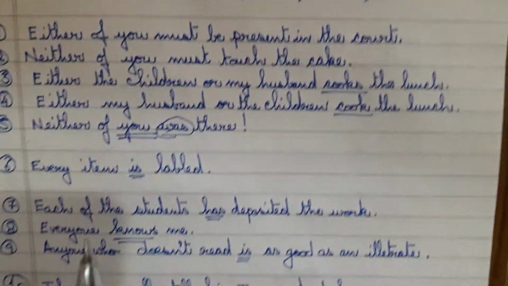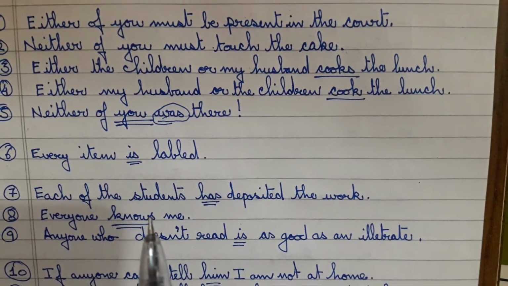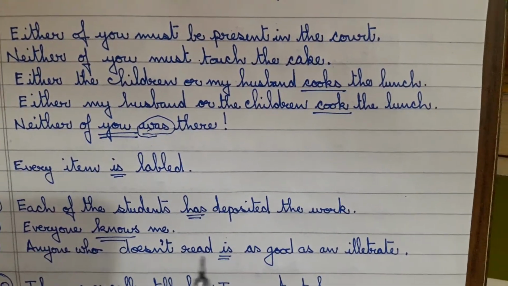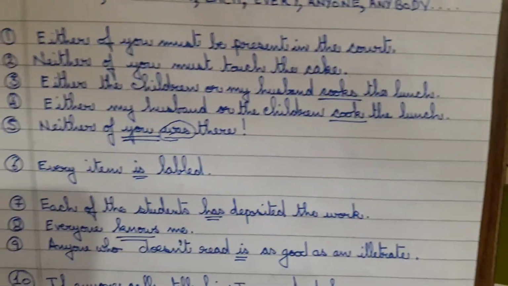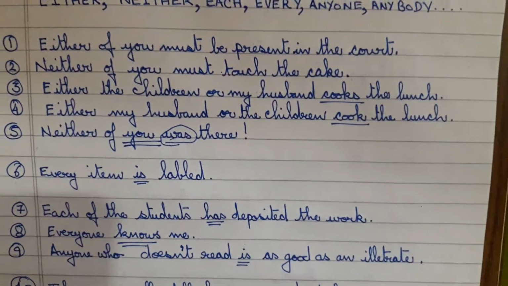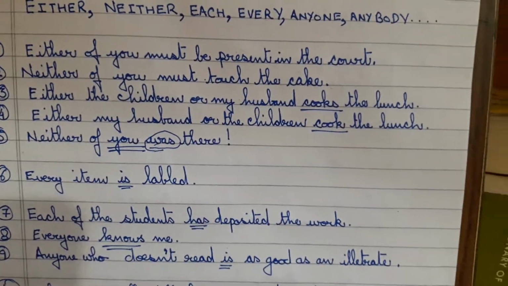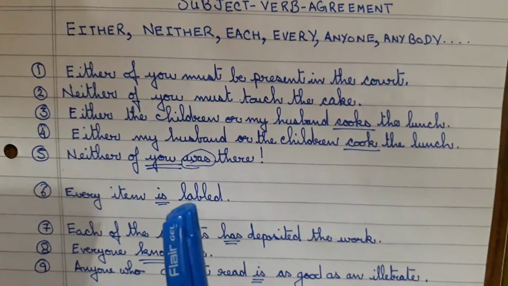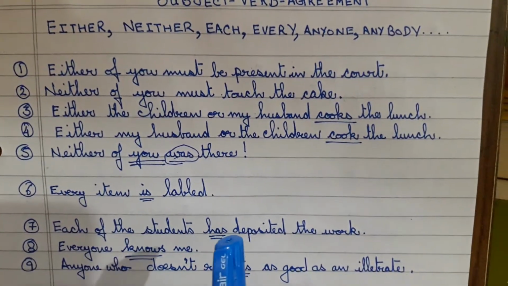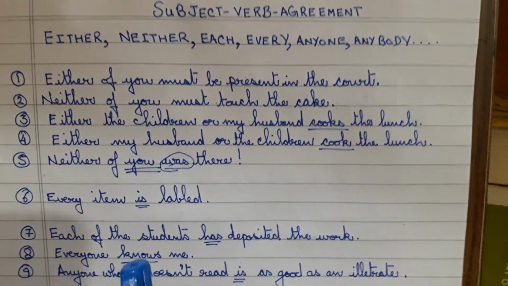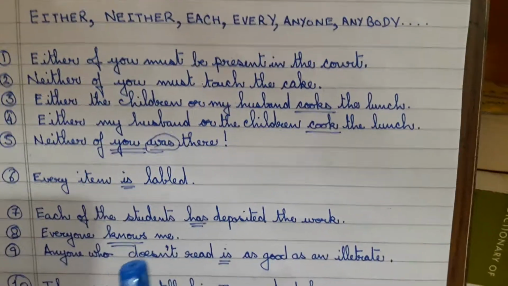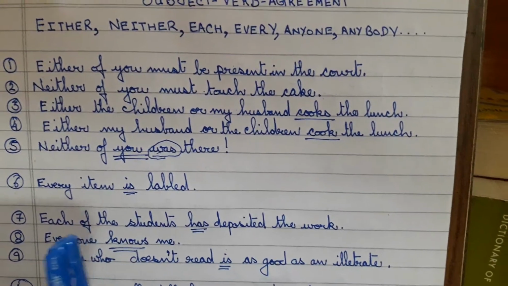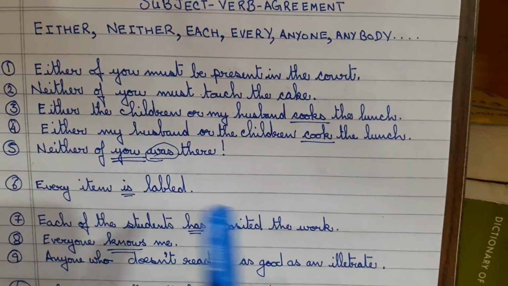Remember this. Everyone knows, singular verb again. Anyone who doesn't read is as good as an illiterate. Yes, true that. People who do not read are illiterates only, despite knowing how to read. So every item is labeled. Each of the students has deposited the work. Everyone knows me. Anyone who doesn't read is as good as an illiterate. So see, each, everyone, anyone, every, all take a singular verb.